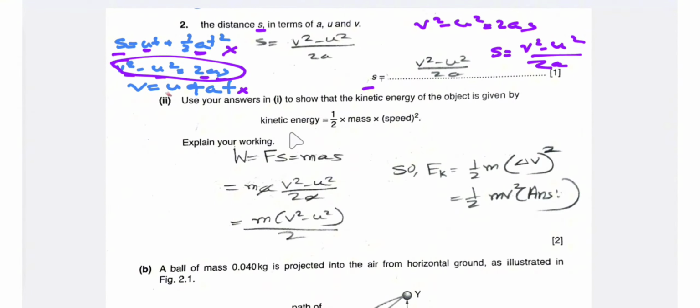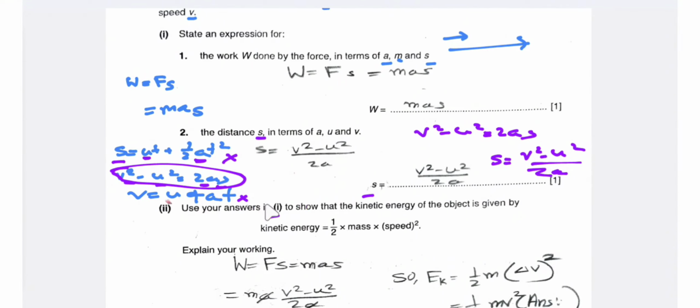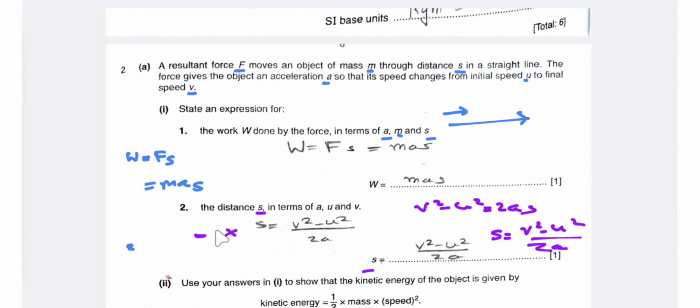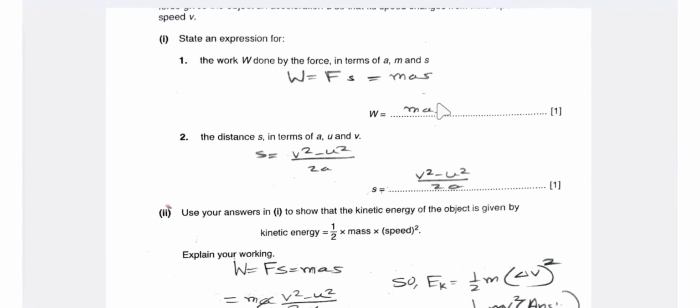Then kinetic energy. Use your answer from part 1 to show that the kinetic energy of the object is given by half mv square, where v is the speed. So you must use your answer from part 1. So what is the answer from part 1? First of all, we need to erase this. So the answer from part 1 is work done is equal to MAS, and distance is equal to V square minus U square by 2A.